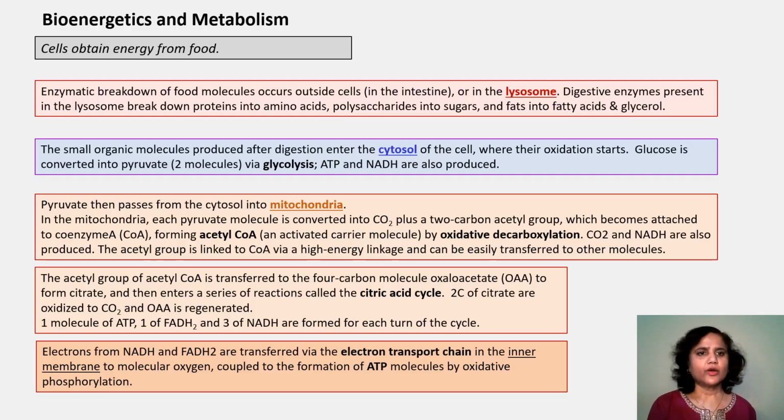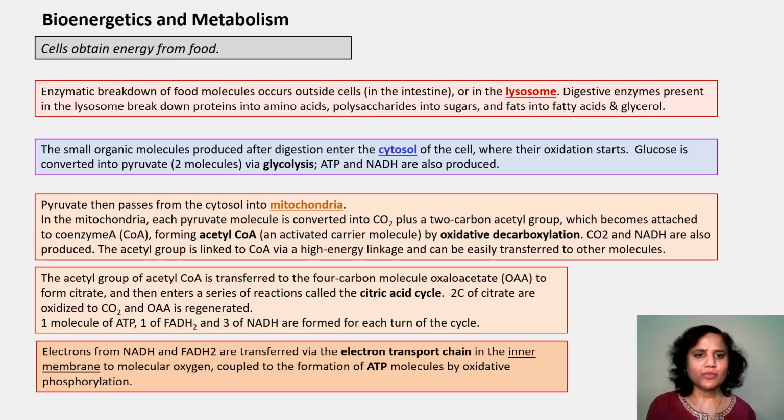Now, cells obtain energy from food. Enzymatic breakdown of food molecules occurs outside the cells in the intestine in multicellular organisms, or inside the cell in the lysosome. Digestive enzymes are present in the lysosomal compartment, and they break down proteins into amino acids, polysaccharides into sugars, and fats into fatty acids and glycerol.